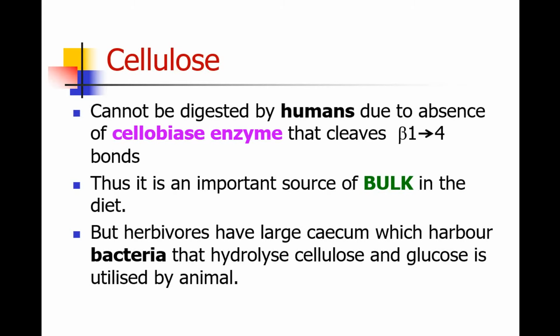Thus, cellulose cannot be digested by human beings because we lack the enzyme called cellobiase. So cellulose is an important source of bulk in the diet. Though it is not digested by human beings, it is excreted in feces, so it forms bulk to the diet. When you eat a lot of vegetables and green leafy vegetables, this adds bulk to your food, and you will get the satiety feeling.